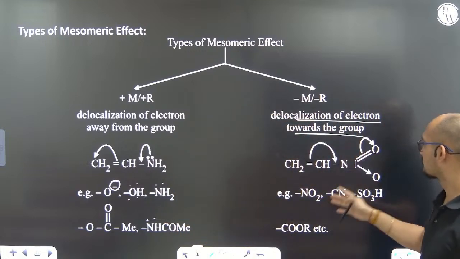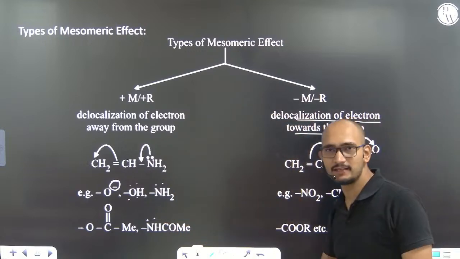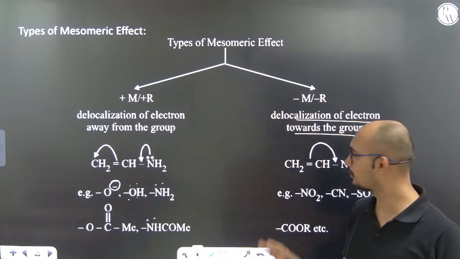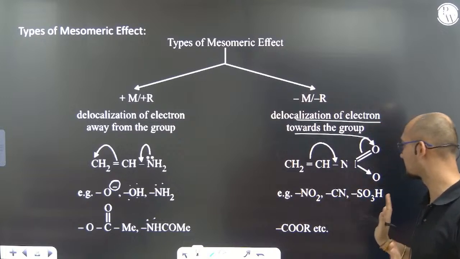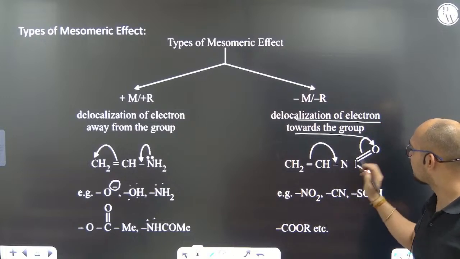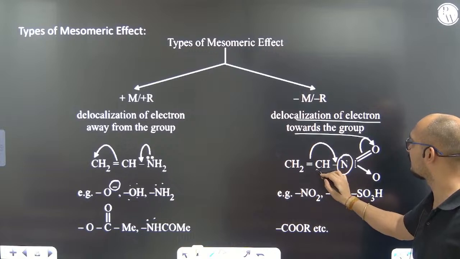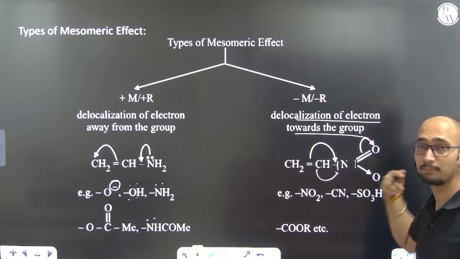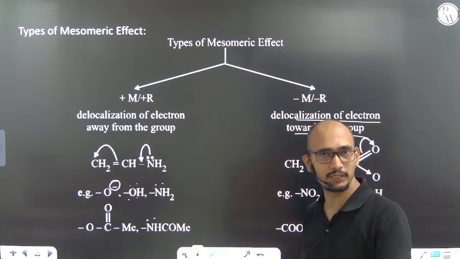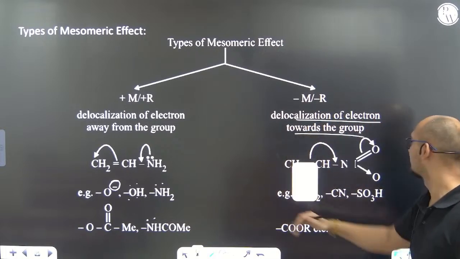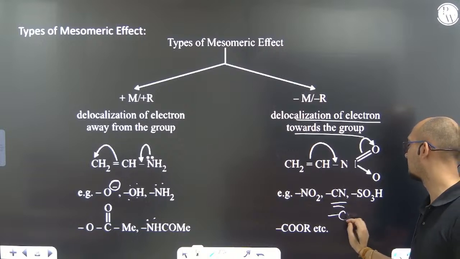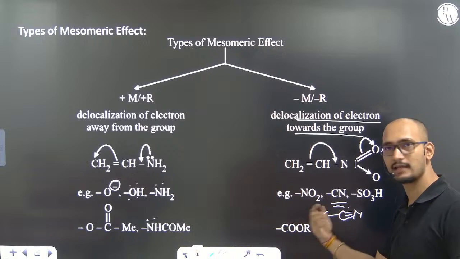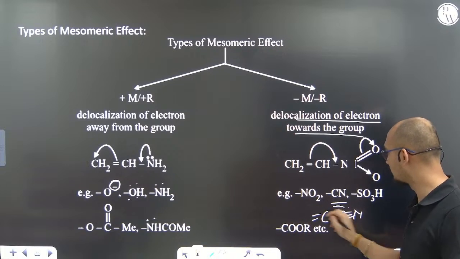Next, minus M effect will be there when there is a positively charged species, or when the first atom directly attached to carbon is pi bonded. In such a case it will show the minus M effect. Any doubt? Next is CN, so C triple bond N. Here can you see that it is pi bonded? Now if it is directly attached to some other conjugated system, it will be taking rather than giving.